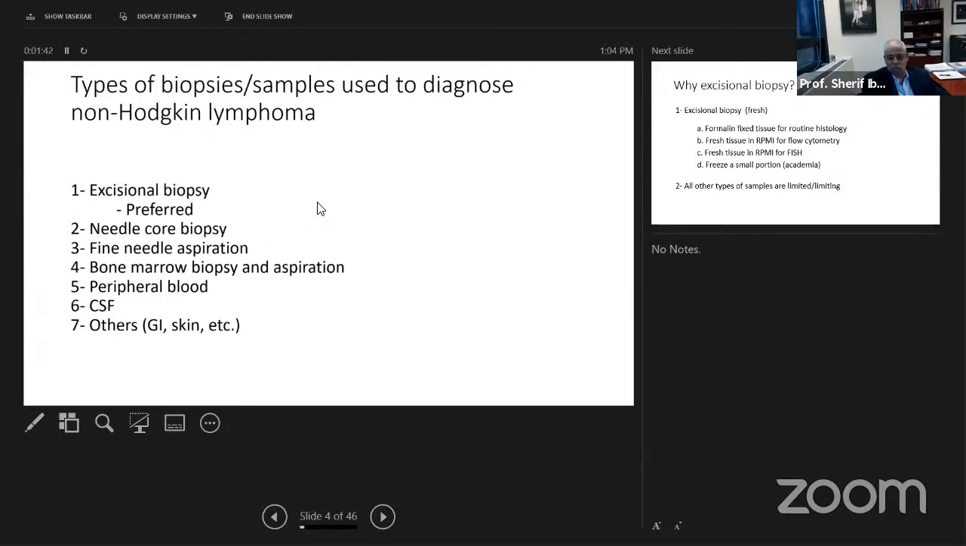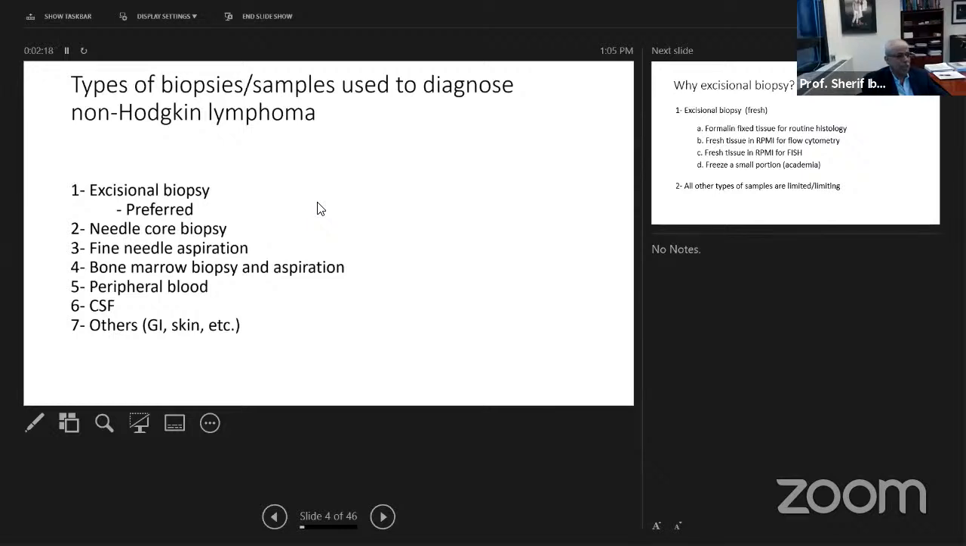So what types of biopsies do we need? Traditionally, we just use excisional biopsy, and that's still the preferred method. However, recently we moved away a little bit from that. Our interventional radiologists became very good at doing needle core biopsy, and if I need an aspiration, these materials are great and fast to get. However, they are limited and limiting. For example, needle core biopsy, we do a lot of that in the US. We moved away to a great degree from excisional, and unfortunately, that creates a lot of false negative cases.